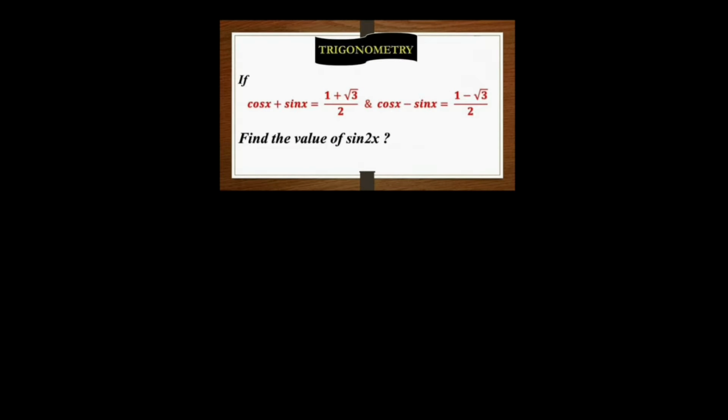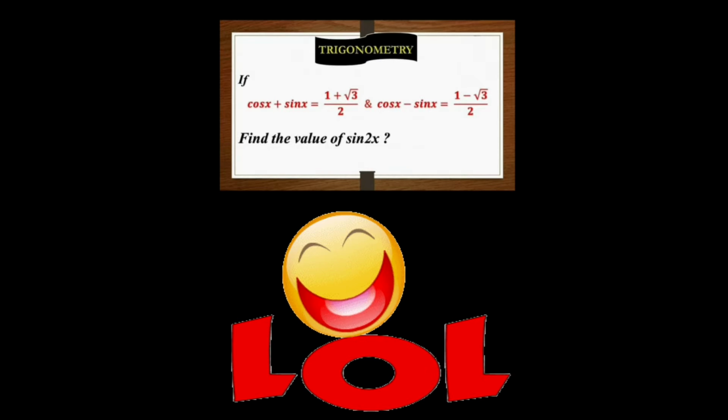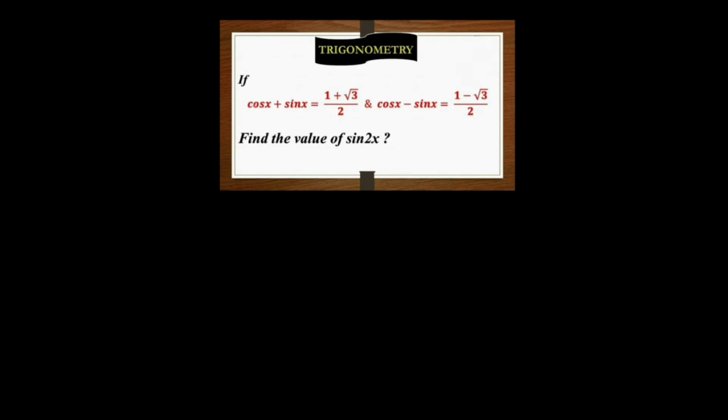It is my honor and privilege to provide a solution to this geometry problem. We are given that cos x plus sin x is equal to (1 plus root 3) divided by 2, and cos x minus sin x is equal to (1 minus root 3) divided by 2. If this condition is true, we are asked to evaluate or find the value of sine 2x. So now let us go ahead and start.